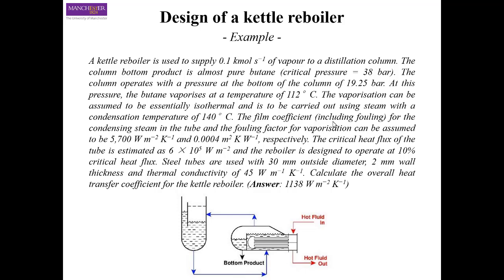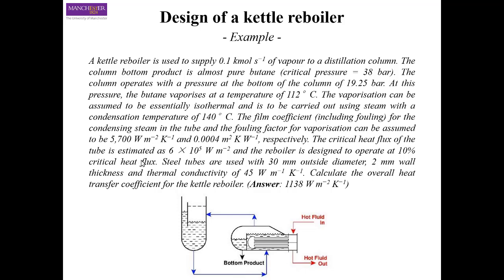So the film coefficient, including the fouling for the condensing steam in the tube, and the fouling factor of vaporization can be assumed. So here we have the film coefficient plus the fouling factor for the condensation that is inside the tube. So we have this value, and then for outside the tube, we have the fouling factor of vaporization. So in this value, we have the film coefficient of condensation plus the fouling factor included for the tube itself.